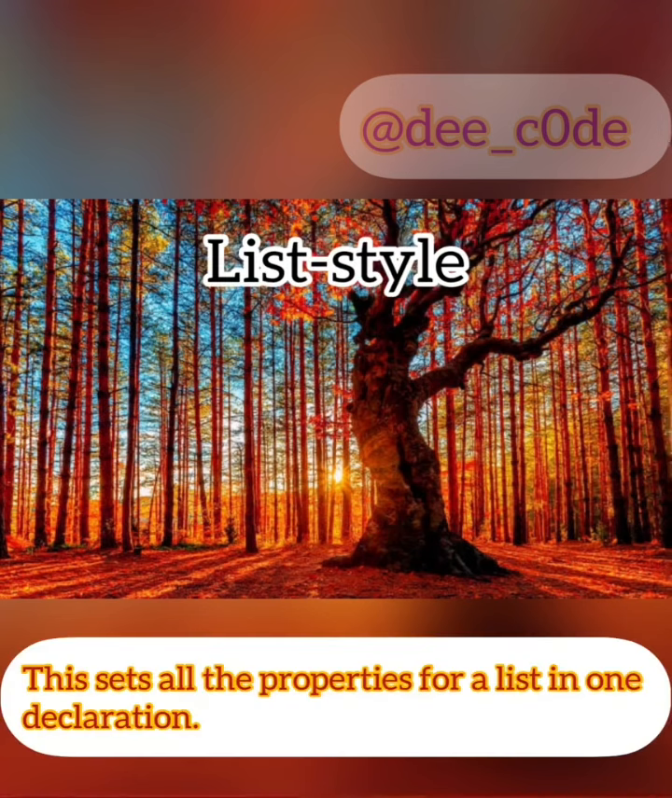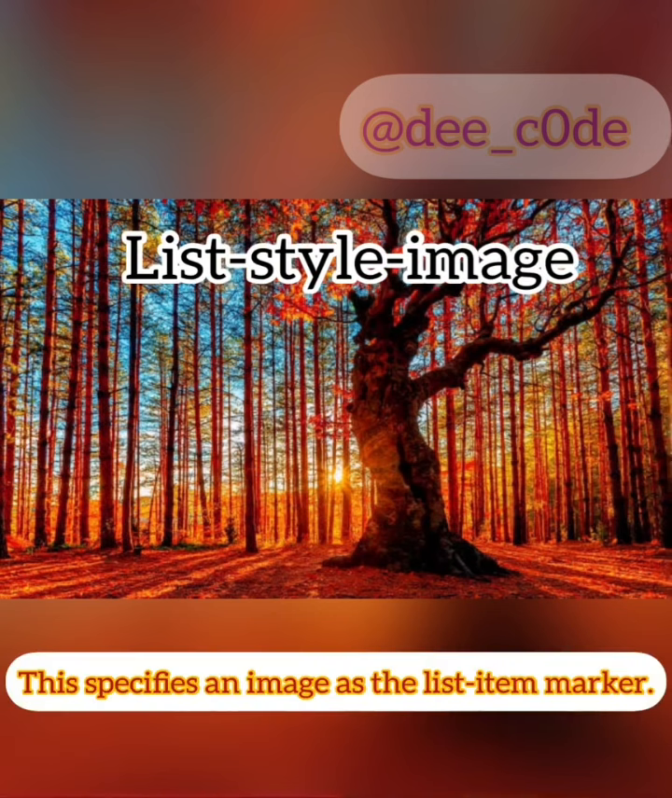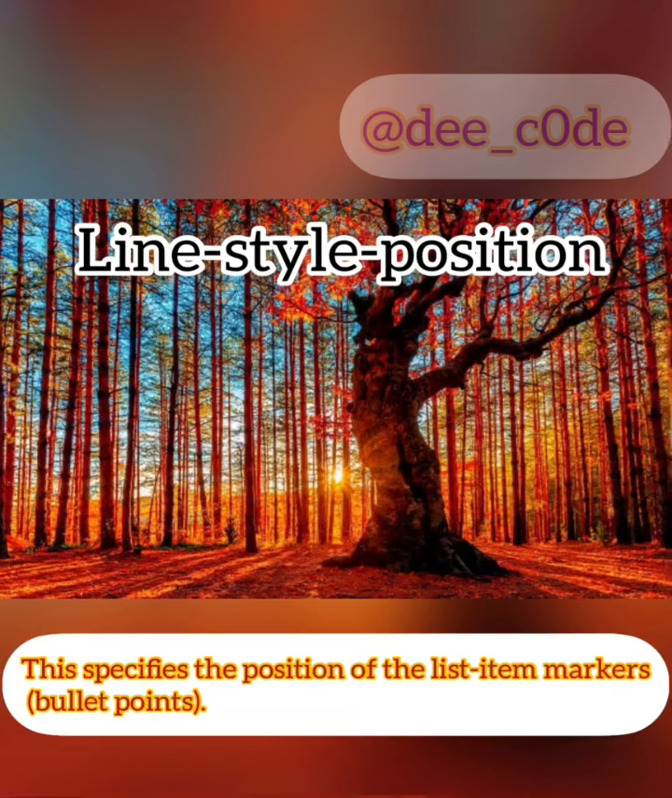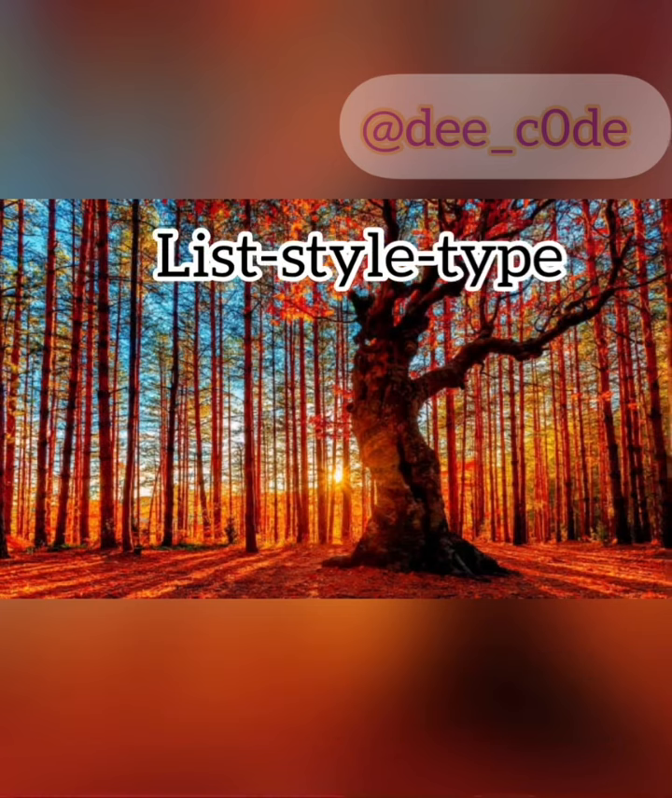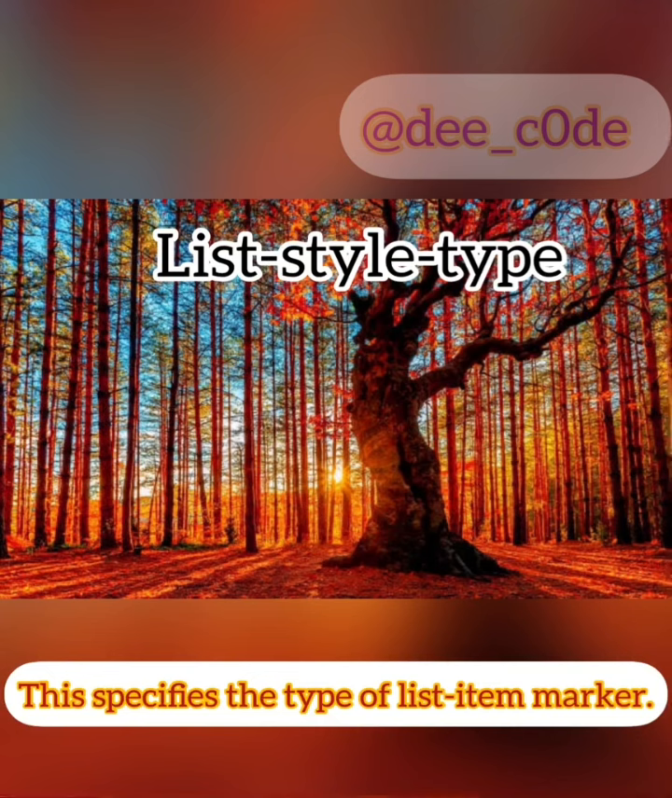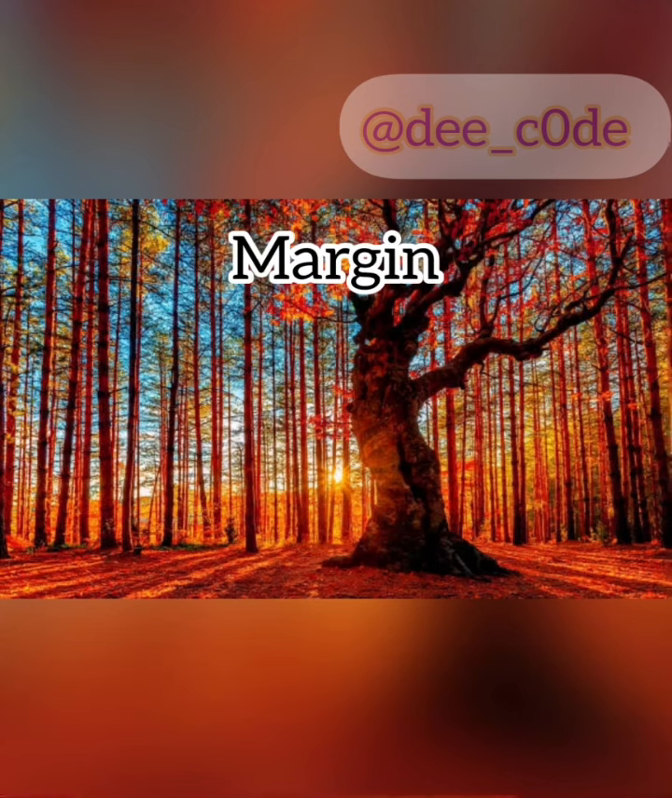List style. This sets all the properties for a list in one declaration. List style image. This specifies an image as a list item marker. List style position. This specifies the position of the list item markers. List style type. This specifies the type of list item marker.